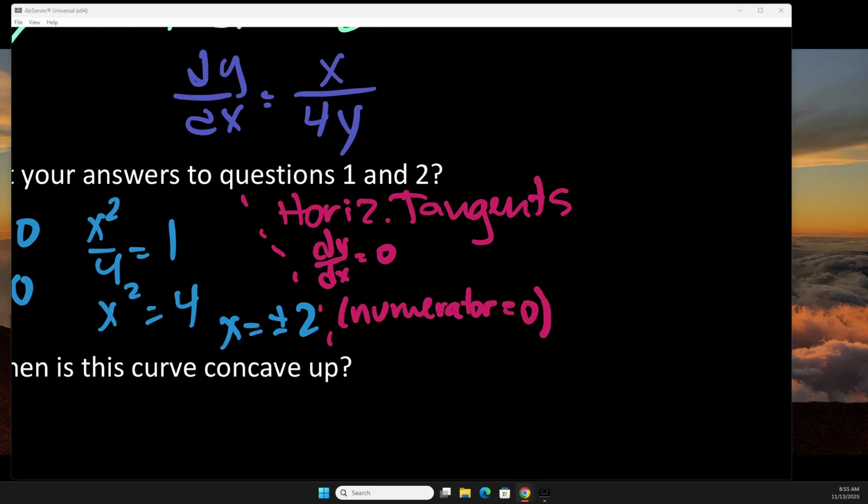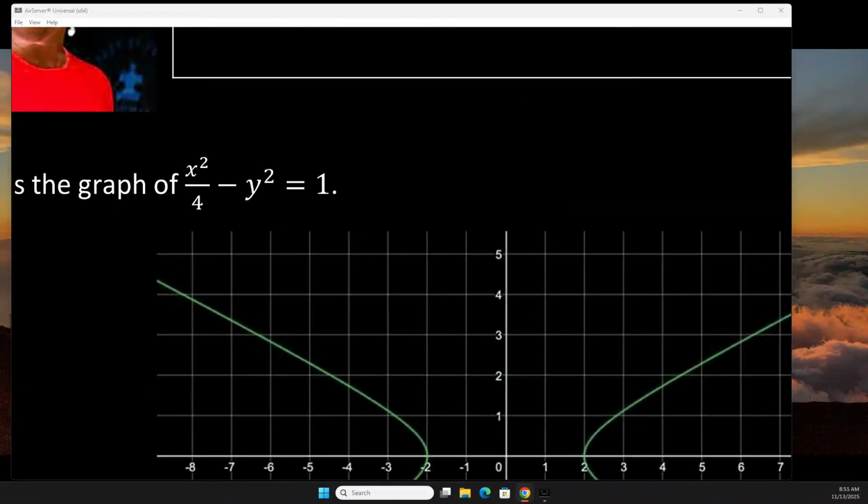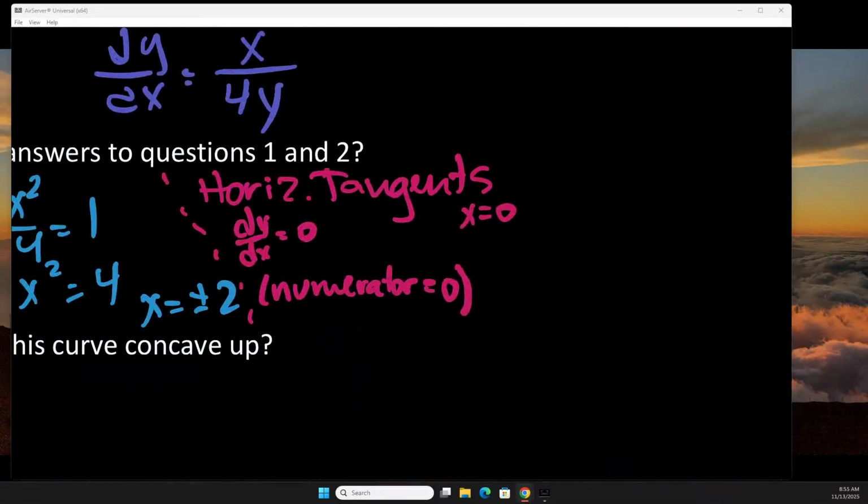Alright, so our numerator is x. So we do get an x value that you would think maybe there would be a horizontal tangent there, but whenever we plug it back into the original, we get negative y squared equals 1, or y squared equals negative 1. Is that going to happen? Not with real numbers, so that's why there are not any horizontal tangents.